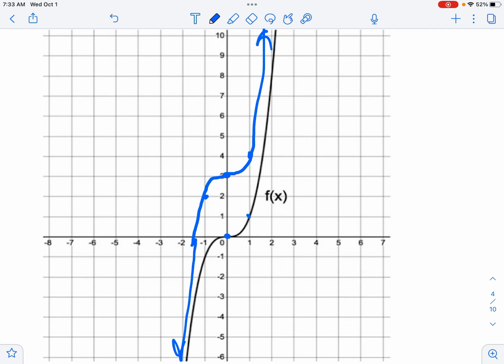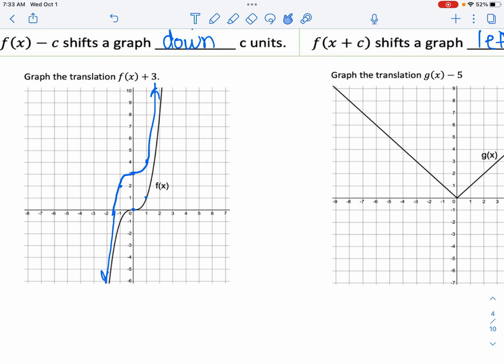And do the best you can with that, just so it looks somewhat similar. That doesn't look great, but you get the idea. You're moving it up or down.